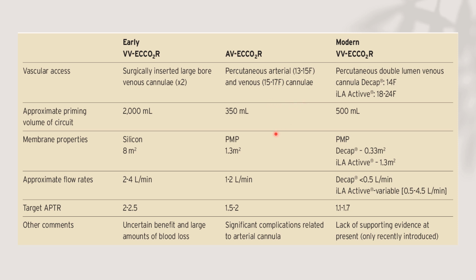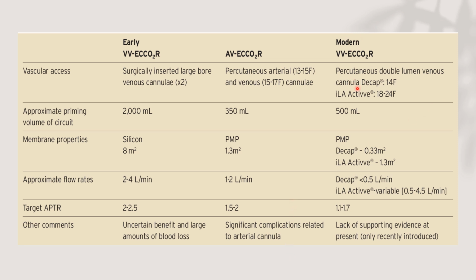The circuit priming volume is 350 ml, with polymethylpentene of 1.3 meters squared, and the flow rate is 1 to 2 liters per minute. The target INR is 1.5 to 2 in these patients. There are significant complications related to the arterial cannula, and this needs a specialized center.